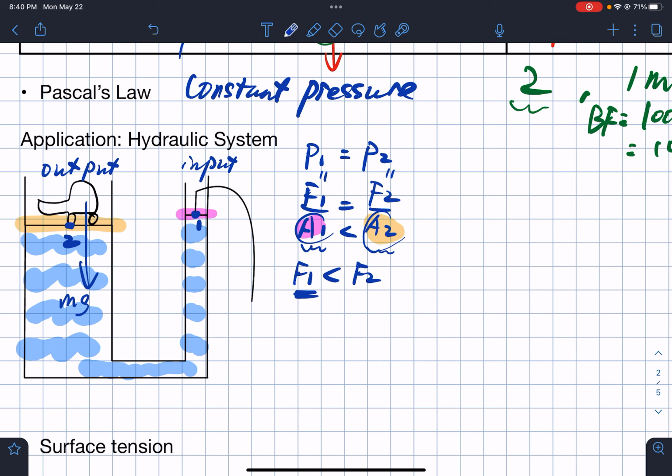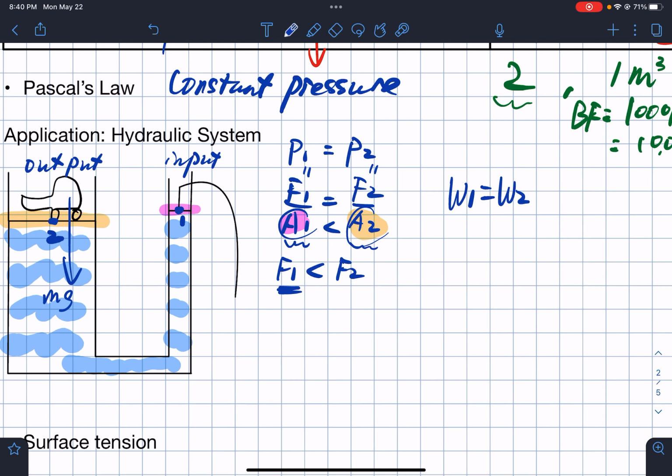Another thing worth noting is that the work performed on both sides is the same, right? So W1 equals W2, because that's the definition of a mechanical advantage: to leverage a physical setup to be able to perform the same amount of work with less input force. So if W1 equals W2, then F1 times D1 has to equal F2 times D2. And since F1 is substantially smaller than F2, D1 must be larger than D2.